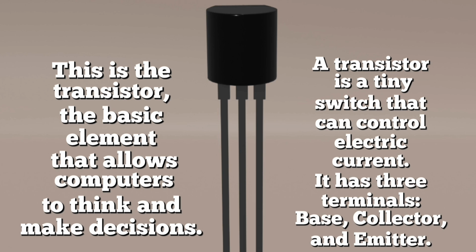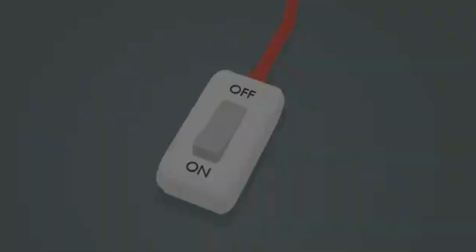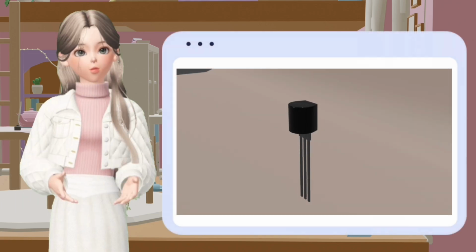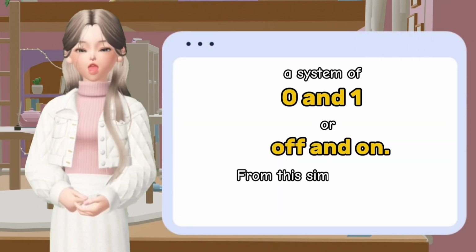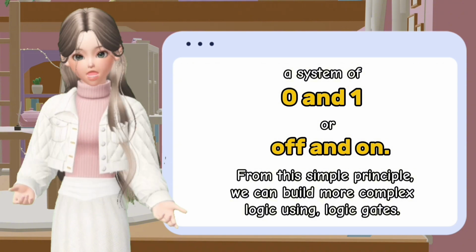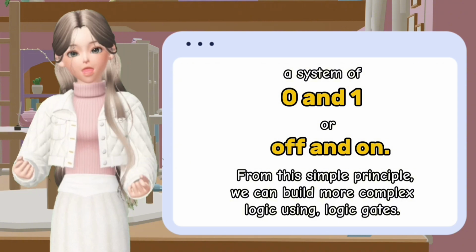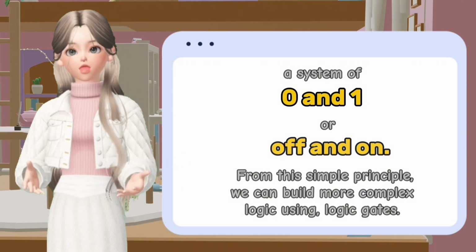It has three terminals: base, collector, and emitter. A transistor can be thought of as a switch that can be turned on or off. This is important because it is the basis of binary operations in computers, a system of zeros and ones, or off and on. From this simple principle, we can build more complex logic using logic gates.